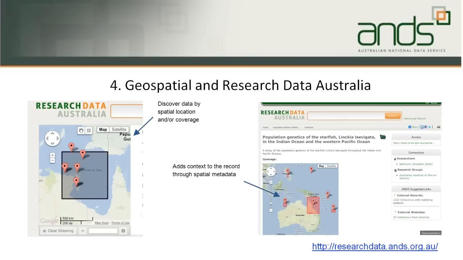Furthermore, adding to the aspects of discovery, once you are looking at a collection, for example, I've got an example on the slide on the right there of population genetics of a starfish in the Indian Ocean and Western Pacific Ocean. Now that's a pretty sizable area of the Earth's surface, and so based on that alone, you might not know the applicability of that data set to something that you're interested in. But as you can see, the record has been encoded with quite rich metadata as to where the data was collected, I think, is what that's displaying, the coverage. And that would give you a lot more precise and a more natural way to view where that might be.